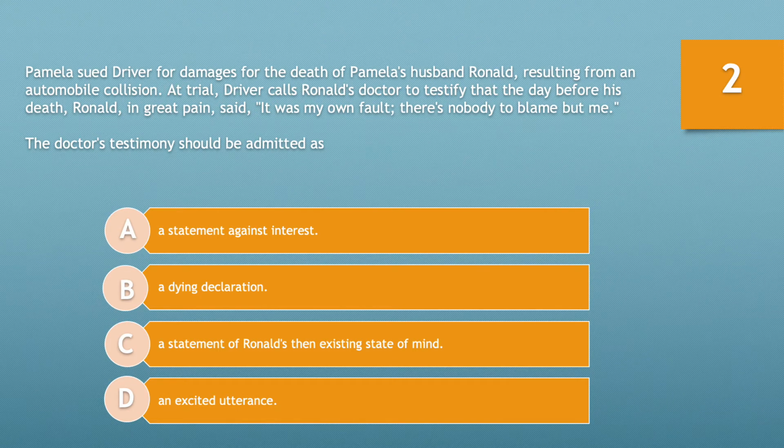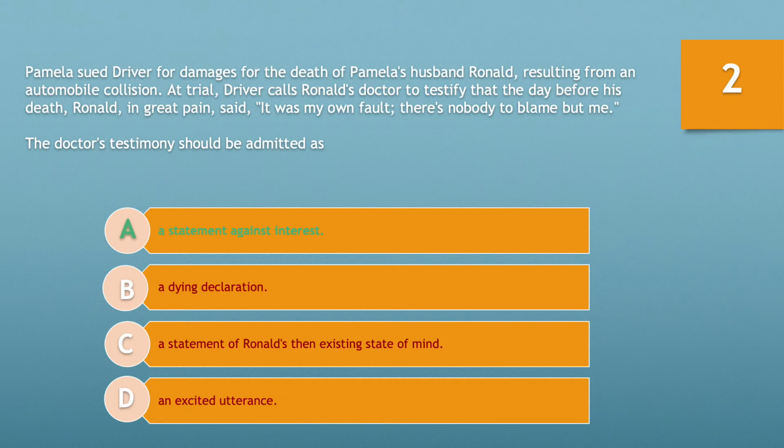Question number 2. Pamela sued driver for damages for the death of Pamela's husband Ronald, resulting from an automobile collision. At trial, driver calls Ronald's doctor to testify that the day before his death, Ronald, in great pain, said, "It was my own fault. There's nobody to blame but me." The doctor's testimony should be admitted as A, a statement against interest, B, a dying declaration, C, a statement of Ronald's then existing state of mind, or D, an excited utterance. Take 10 seconds. If you chose option A, you'd be correct, a statement against interest.